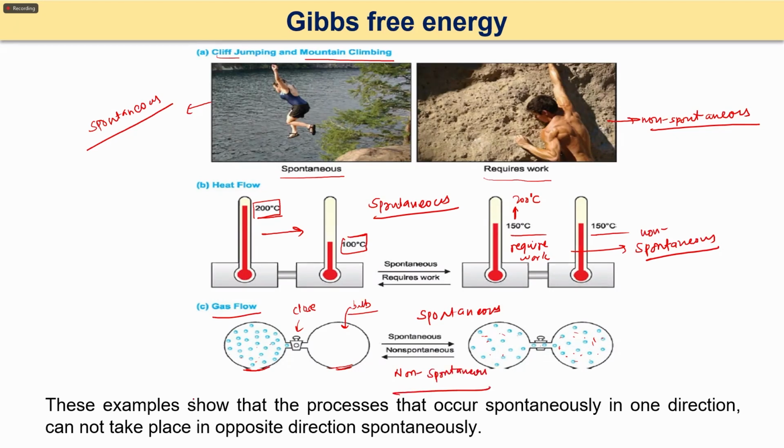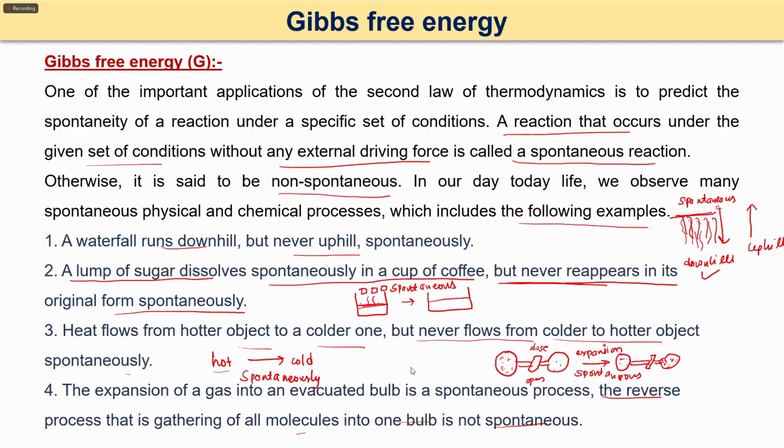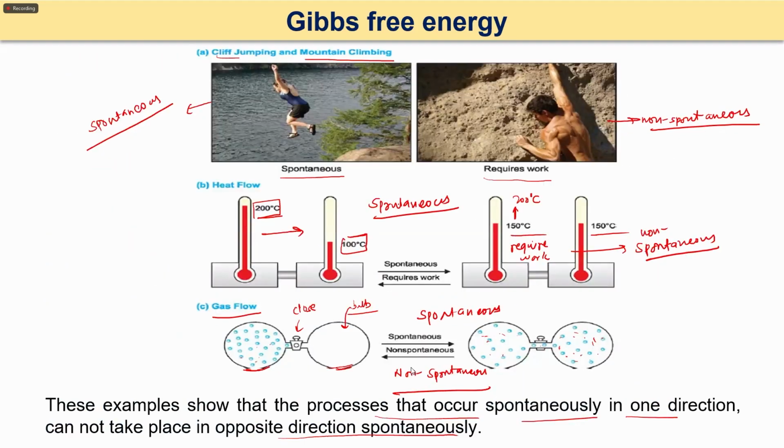This example shows that processes that occur spontaneously in one direction cannot take place in the opposite direction spontaneously. So with these examples, we know what the spontaneous processes are and what the non-spontaneous processes are. Let us move to the next slide now.